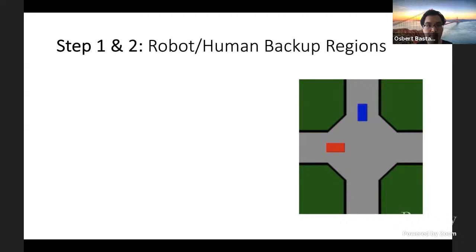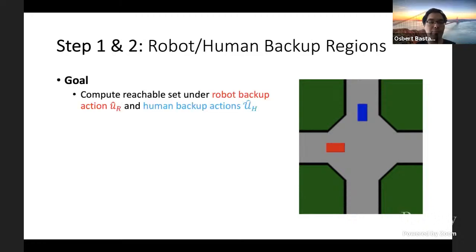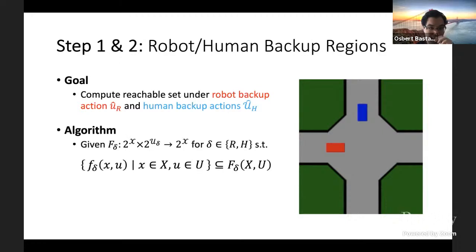So I'm going to go into a bit more detail on each of these steps. One caveat is we actually perform steps 1 and 2 simultaneously, because when we roll out the system, we need to roll out the human and the robot simultaneously. So basically, we want to compute the reachable set assuming the robot backup action U hat R and the human backup actions U hat H.